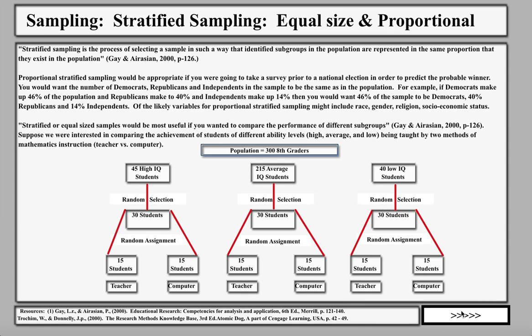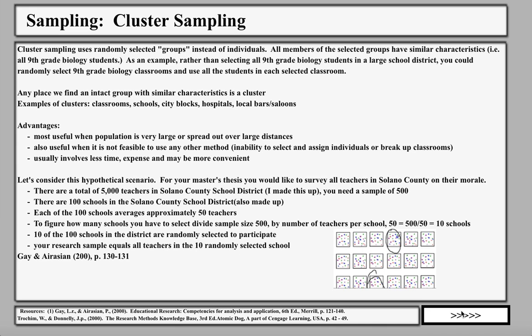Okay, let's move on to the next one. And this is cluster sampling. Cluster sampling uses randomly selected groups instead of individuals. So it's not randomly assigning individuals now. All members of the selected groups have similar characteristics. Example, all 9th grade biology students.